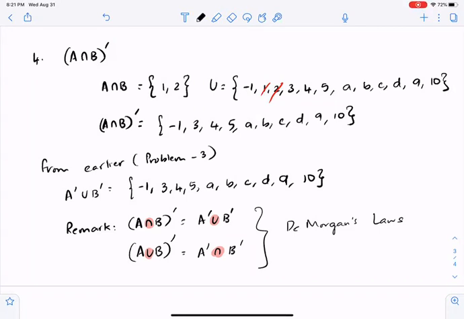Again, one may ask, well, why do I have to know both? Sometimes computing the left-hand side might be easier than computing the right-hand side. So that's why.